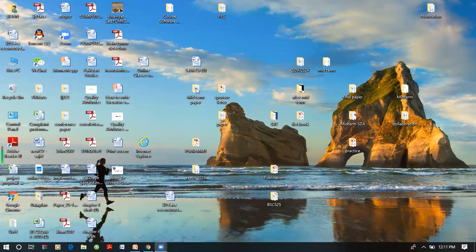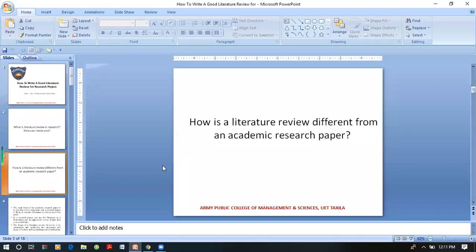Atikur Rahman, how can we differentiate a literature review from an academic paper? Anjum, can you answer that question? How can you differentiate between a research paper and a review paper? A review paper is basically a collection of problems of a research paper. Problems in a research paper?